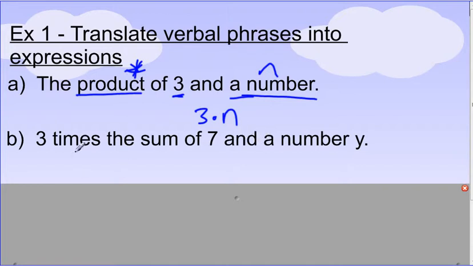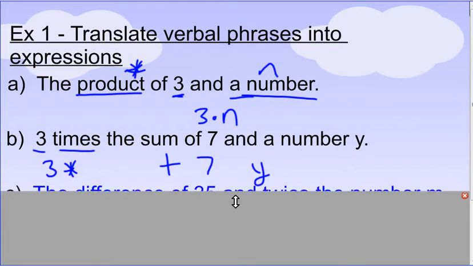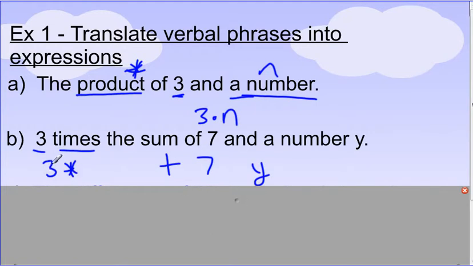Letter B. 3 times the sum. So I have a 3 multiply. And I'll write underneath 3 multiply the sum, which is an addition of 7 and a number y. Now, if I leave it like this, it looks kind of stupid. I mean, you don't say 3 times plus 7y. That doesn't make much sense. So it's definitely 3 times, and then the sum of 7 and y. So this sum, I'm actually adding these two things together.